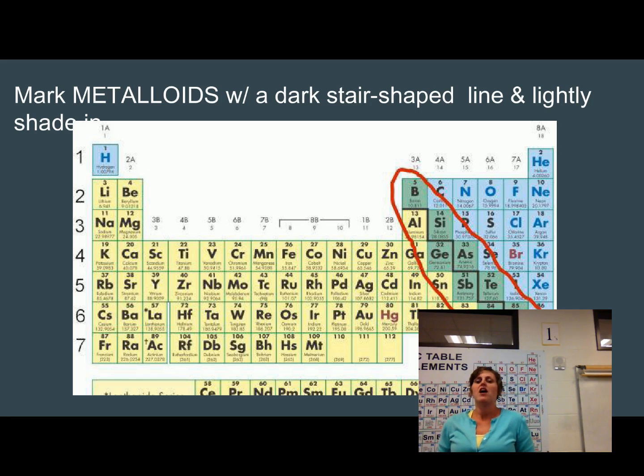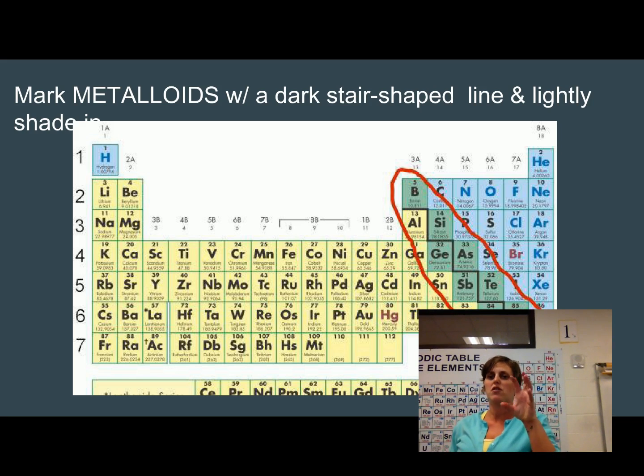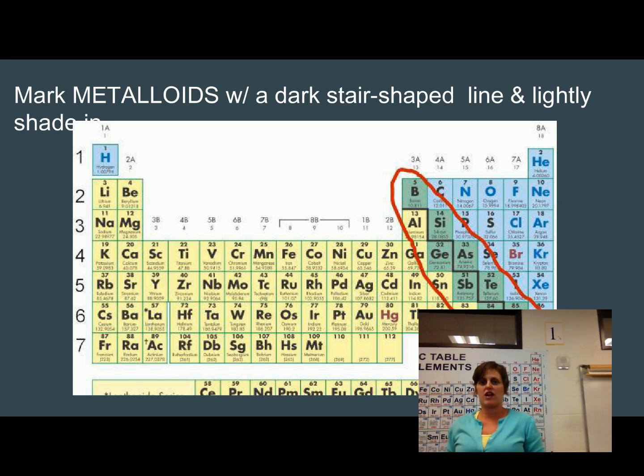As you can see right here, on the periodic table, I've highlighted and drawn in a circle. All those dark green elements are going to be your metalloids. And follow that line straight down.